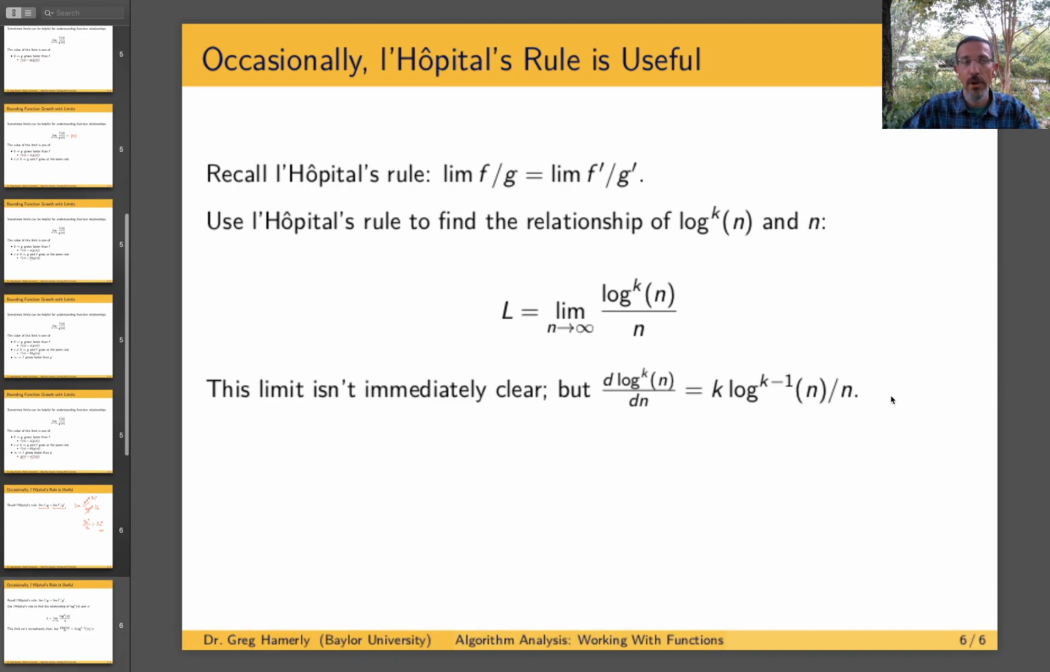Now let's apply L'Hopital's rule to find the relationship that we mentioned earlier between the power log to the power k of n and n. We said that log to the k of n is equal to big O of n, but let's see why that's true. Let's define capital L as this limit. And here we've put in the numerator log k of n, and the denominator n. So these are the two functions that we're working with, and we want to know that limit as n goes to infinity.